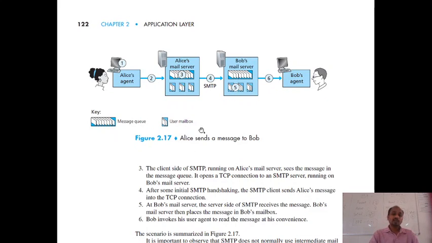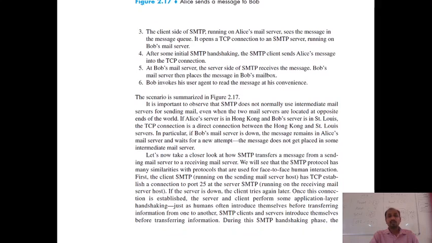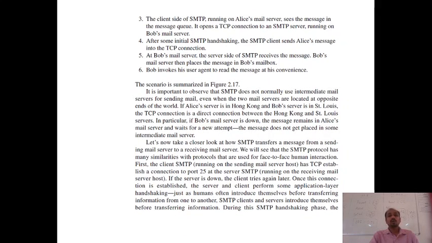Now, what is the fifth point? At Bob's mail server, the server side of SMTP receives the message. Bob's mail server then places the message in Bob's mailbox. This is the mailbox, and these are the messages in the queue, at Bob's mail server. Now, at the sixth point, what will Bob do? Bob invokes his user agent to read the message at his convenience. This is what happens whenever we send mail using the SMTP protocol.